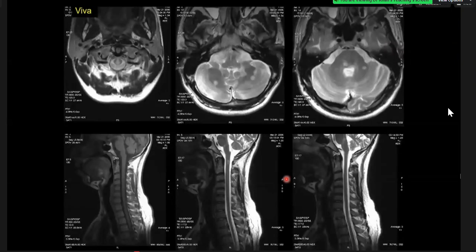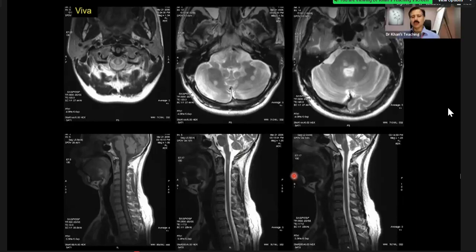So look at the cord. Anything abnormal in the cord? Yep, there's high signal at the level of C2 in the posterior aspect of the cord, and there are also lesions within the pons, so we could diagnose on dissemination in space. Excellent.